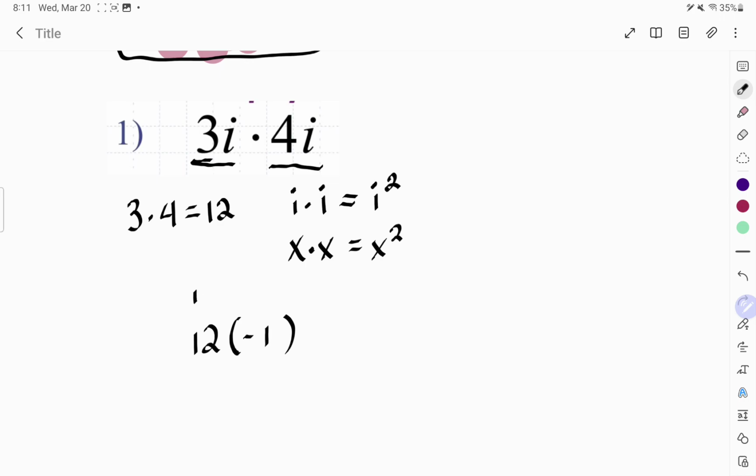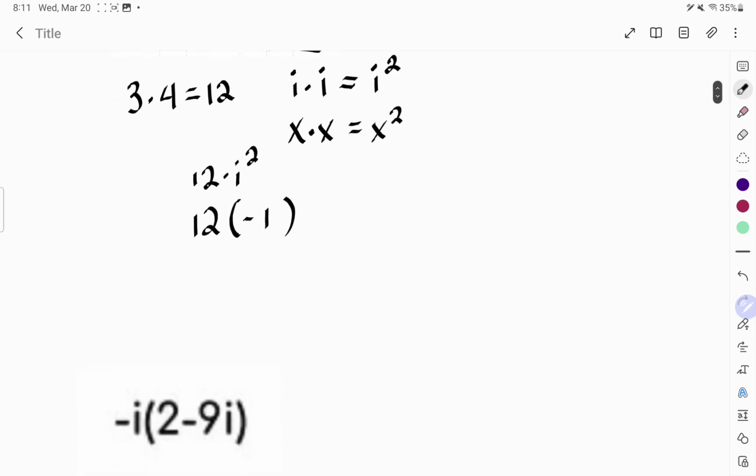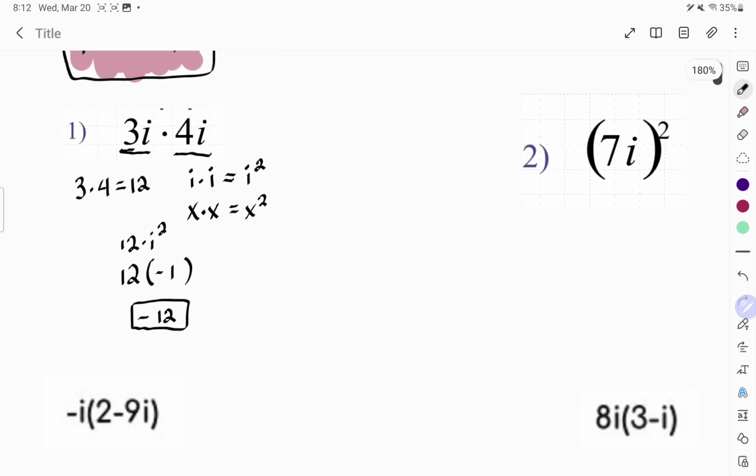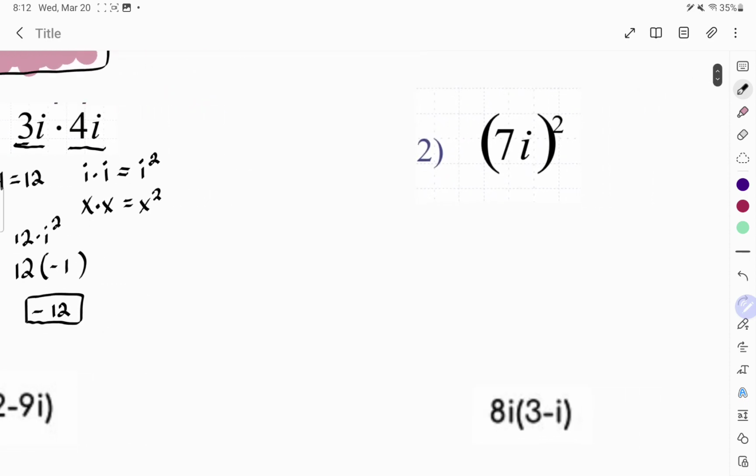Okay, so technically this is what we had before: 12 times i squared, but like we said, we're going to substitute i squared with -1. Now -1 times 12, different signs, they give you a negative whenever you multiply. So my answer for this one is just -12. Okay, not too bad. So let's do another one.